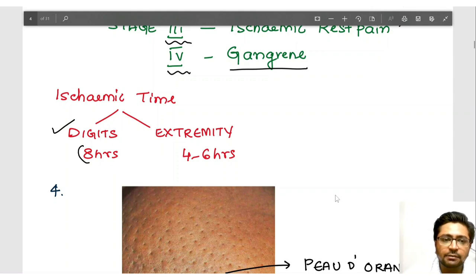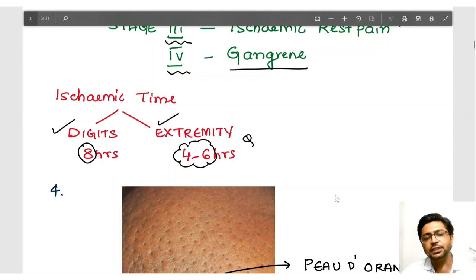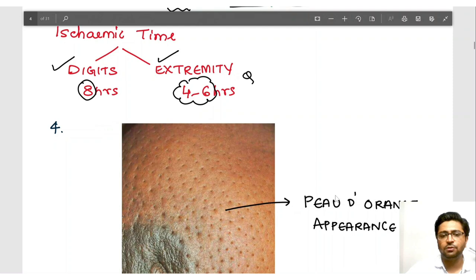It is 8 hours, and for the entire extremity, it is between 4 to 6 hours. So these two are important MCQs. Ischemic time for digits, 8 hours. Ischemic time for extremity, it is between 4 to 6 hours. Let's come to the next question.